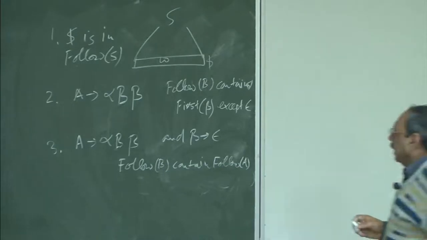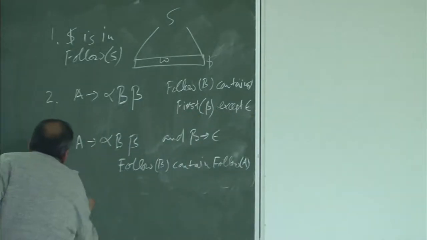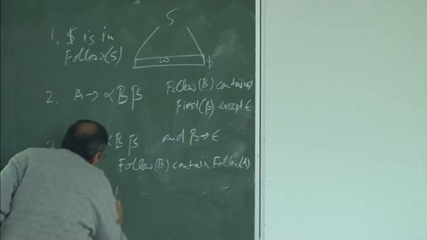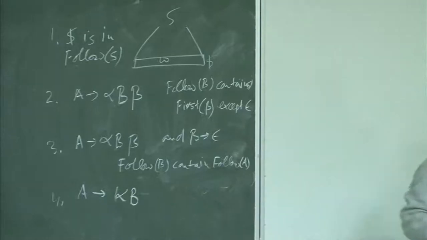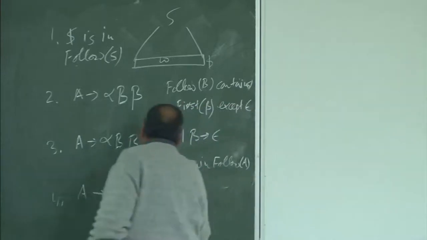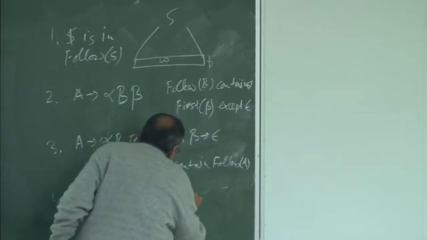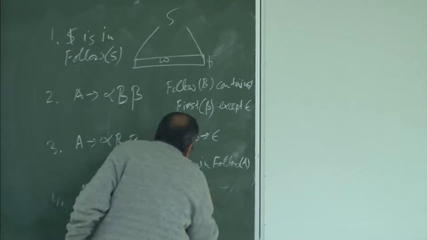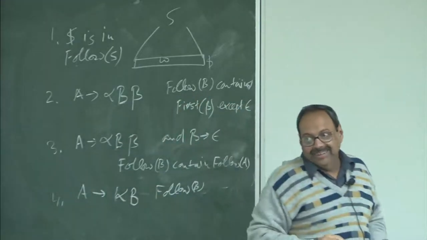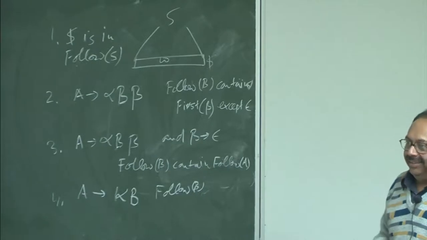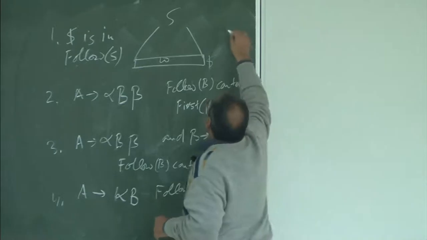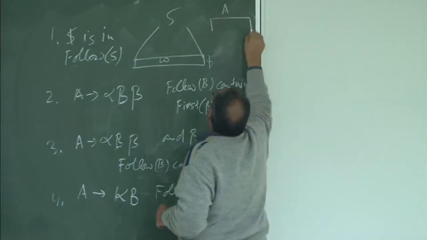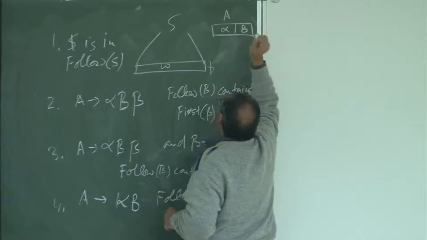And I can have only one more pattern, and that pattern is if I say A goes to alpha B, where B is a non-terminal. Okay. Then again, the same rule will apply, and I will say that follow of B contains everything in follow of A. And follow of A also contains follow of B. We are going top down, remember. So it is A which is deriving alpha B, right? So my pattern is something like this. A derives alpha B.